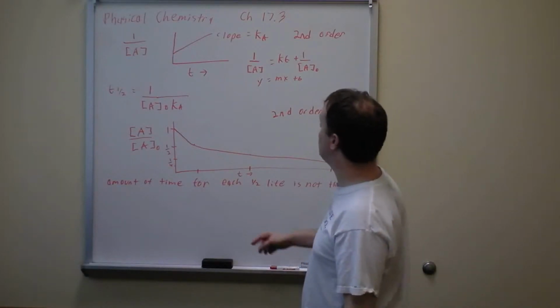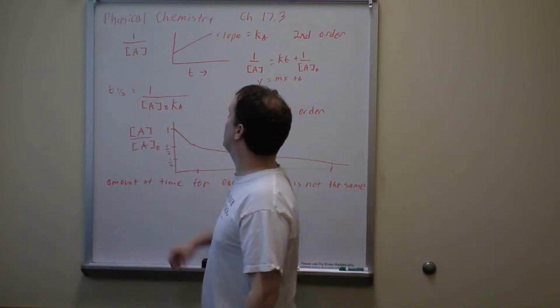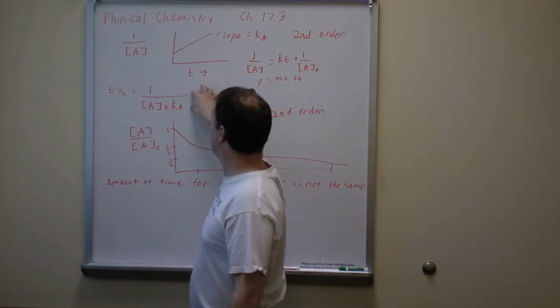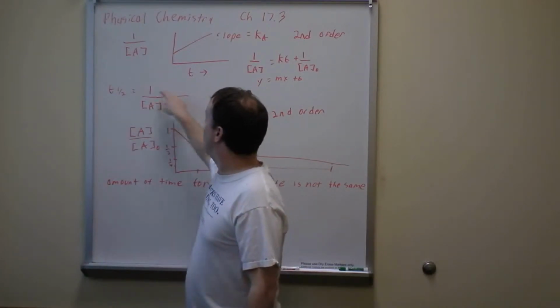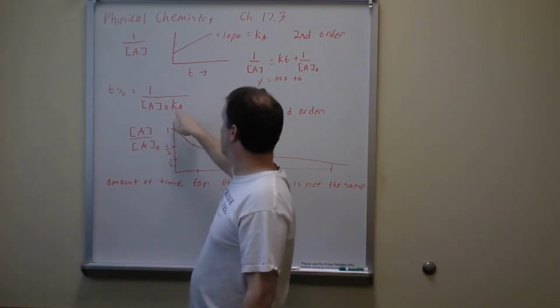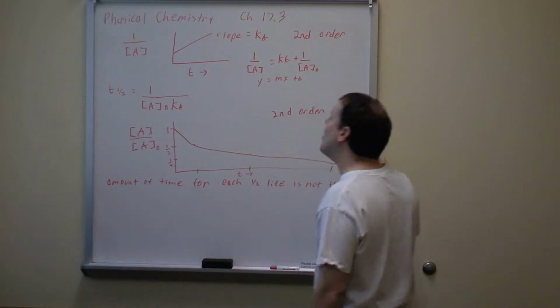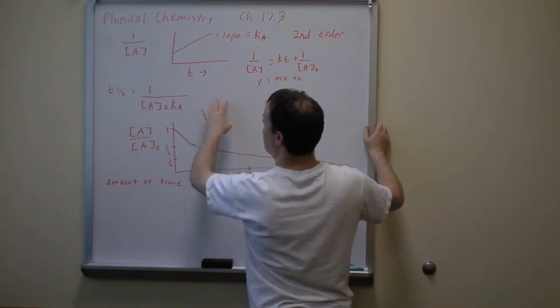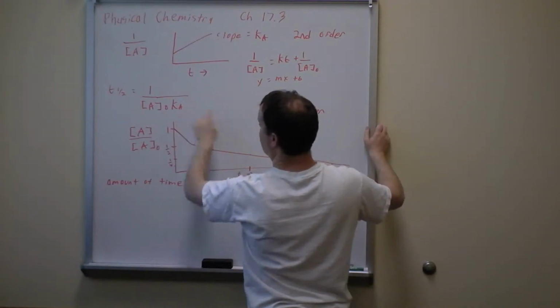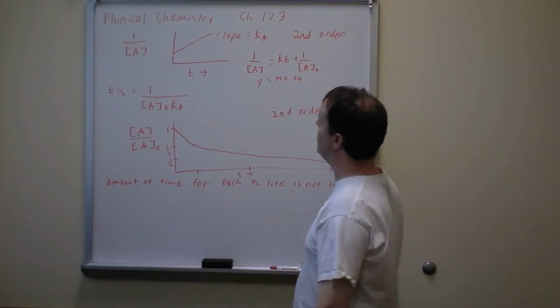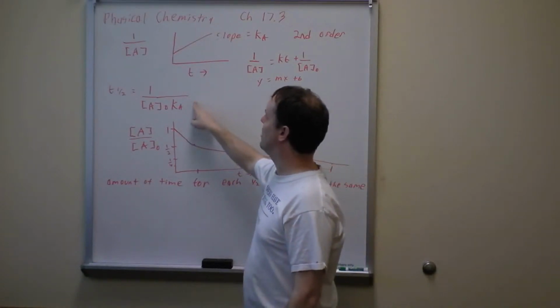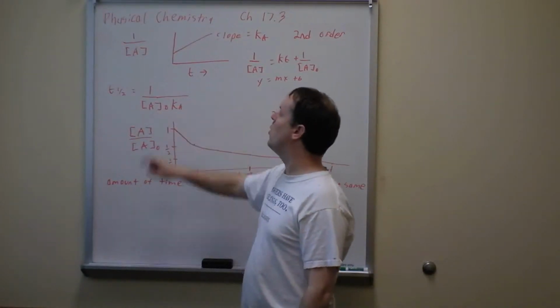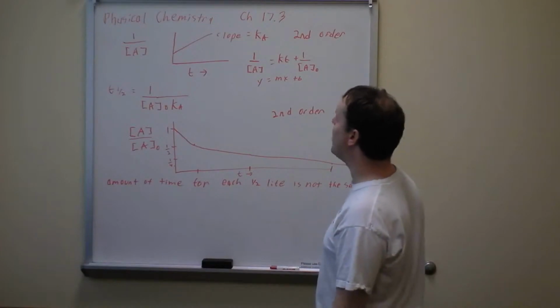Now for this type of reaction, the half-life, we're not going to derive that right now, we'll just give it to you. The half-life is 1 over the initial concentration of A times Ka. So what this tells us is the half-life is going to keep changing, because it depends on what concentration you start out with.